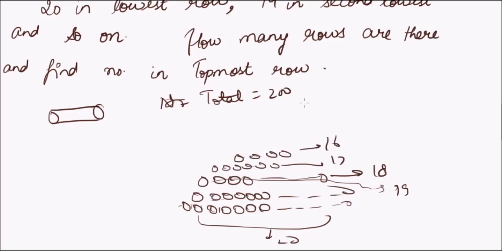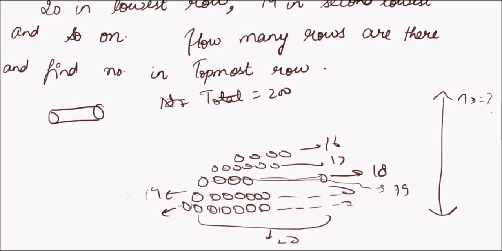Now the question demands to find out how many rows are there. That is, this is the first row, this is the second row from the lowest or the bottom, this is third, fourth, fifth. We have to find out this number n, and find the number in the topmost row. What is the number of logs present in the topmost row? Since the first row contains 20, the second row contains 19, we have to find out what is the number of logs in the topmost row.